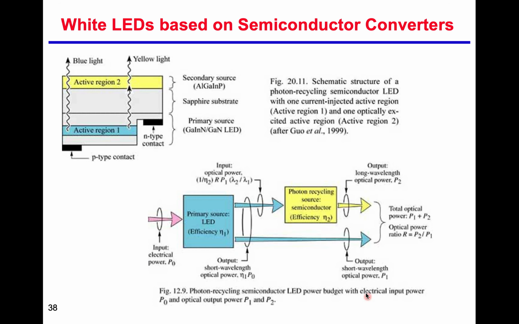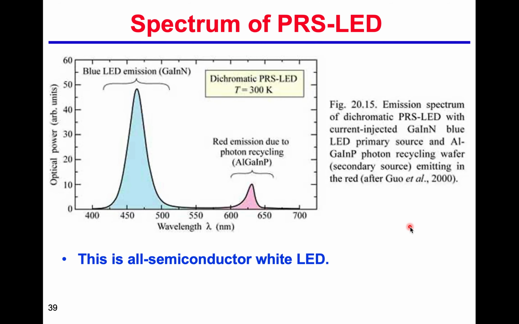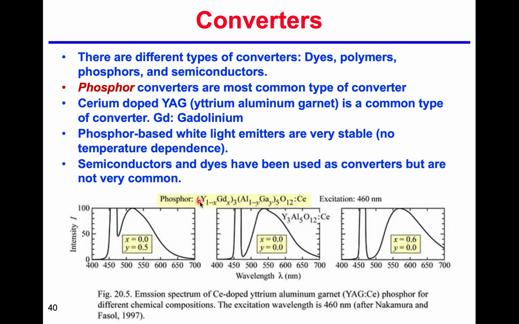And actually, for the blue LED pumping yellow phosphor, that is a quite simple model. For the LED, you input the electrical power, P0, then it will go to the photon. Part of the photons will go out as the blue emission, and part of the photons will pump your phosphor, and the combination of the blue and yellow results in the white emission. And the most common way until now is to use the phosphor.